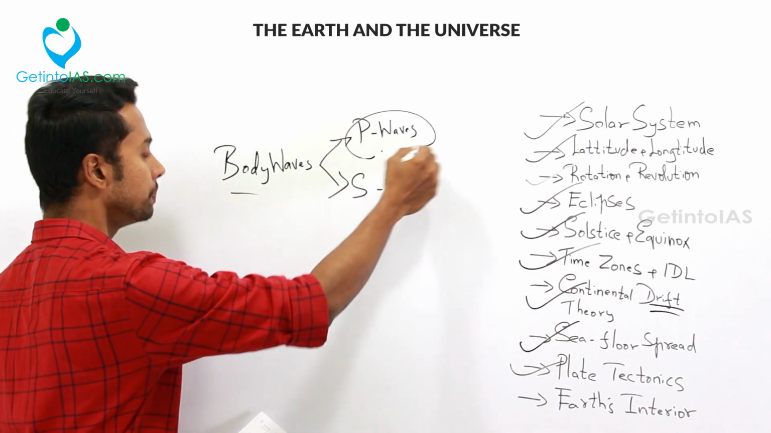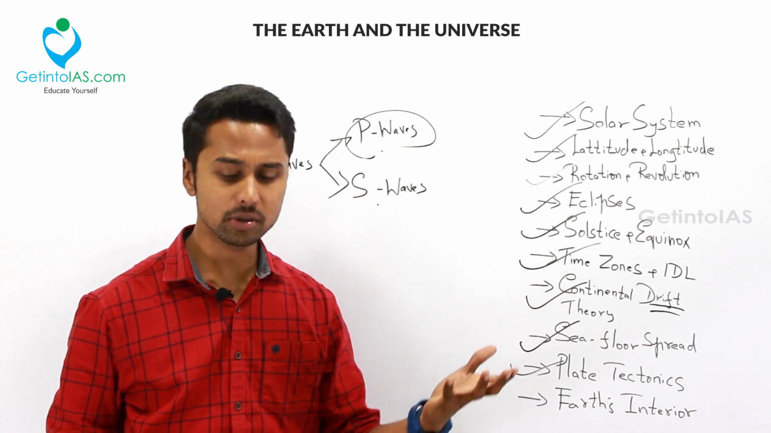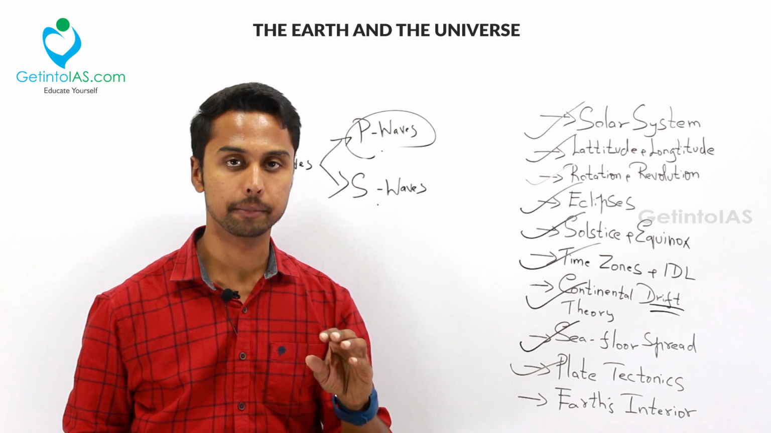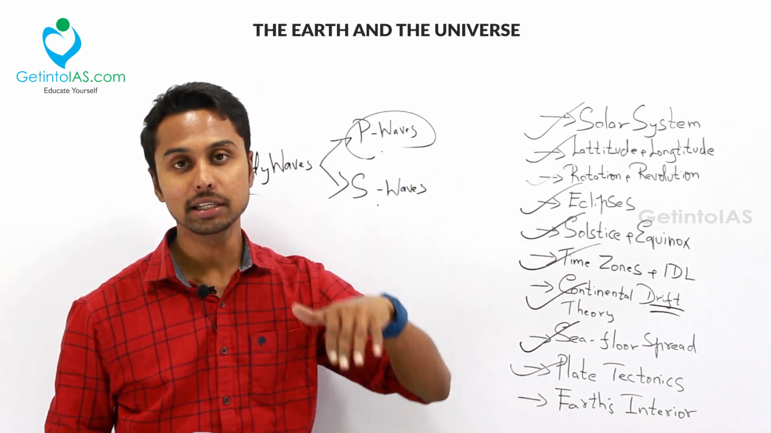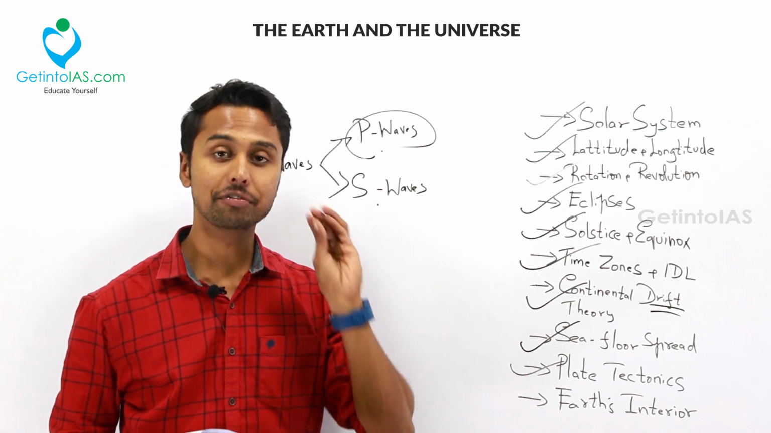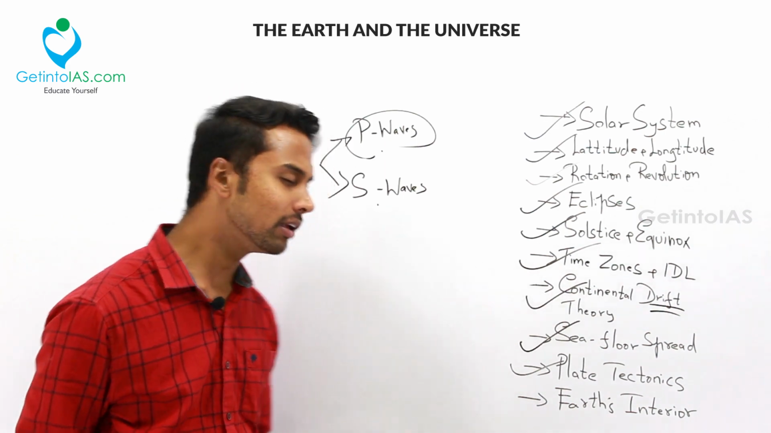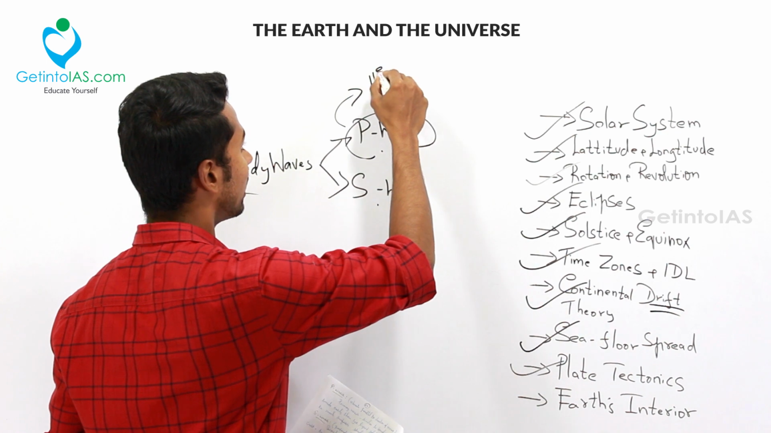P waves are primary waves, as I told you earlier, similar to sound waves. They travel easily through all materials like gas, liquid and solid. They are the first to reach the surface. They stretch and squeeze.